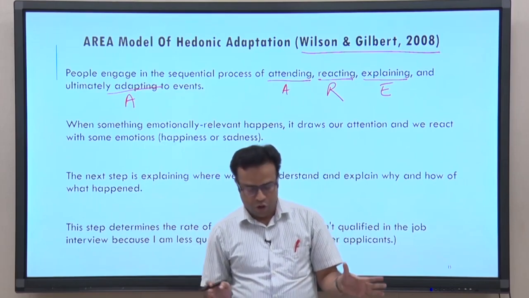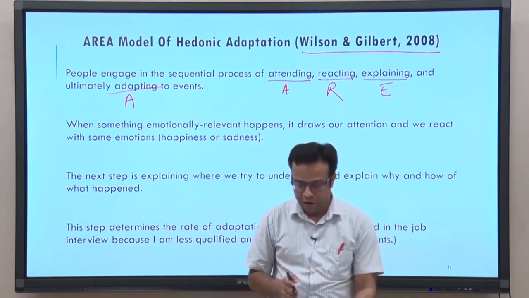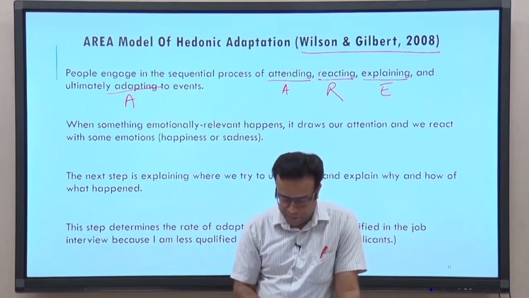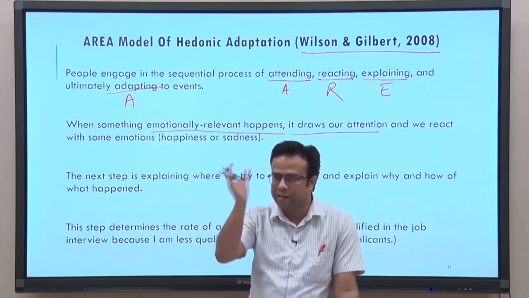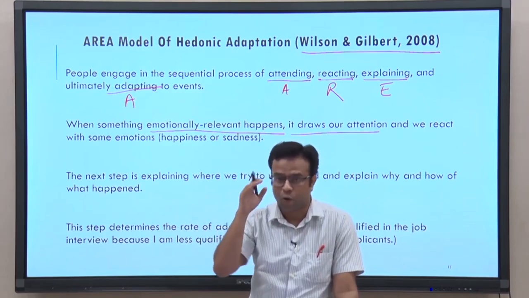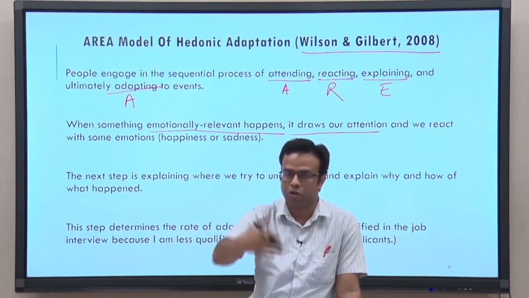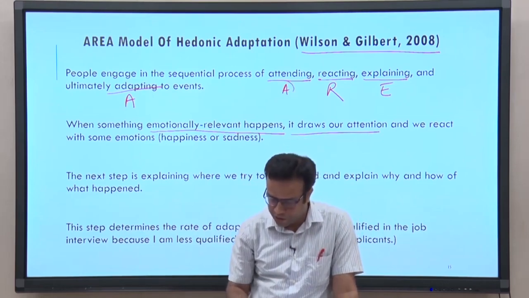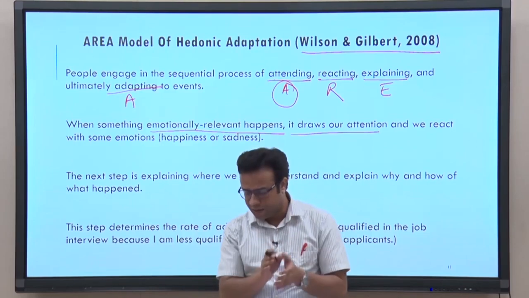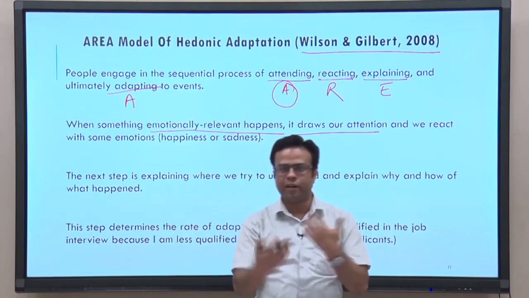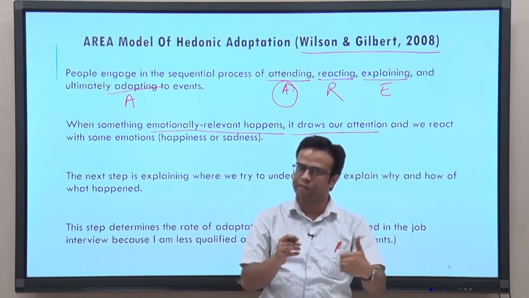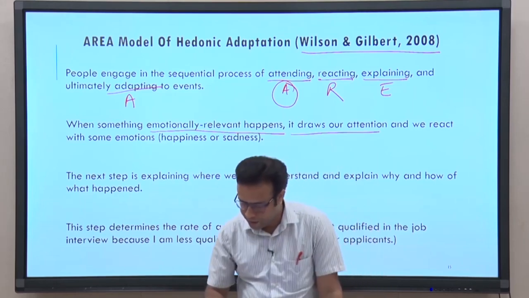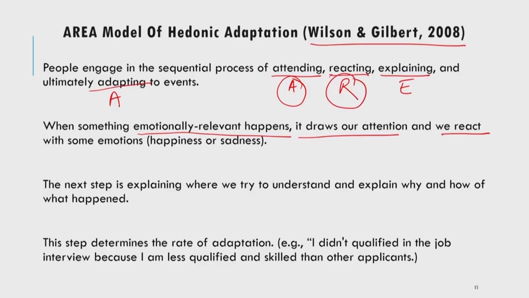Finally, adaptation happens. So this model is saying when something emotionally relevant happens, it draws our attention. Obviously, whenever any event happens which has an emotional consequence, all our attention goes to that event. We attend to that. And obviously, if it is an emotional event, we react to it in an emotional way. If it is a positive event, we become happier. If it is a negative event, we become sad. So we react with emotions, positive or negative.